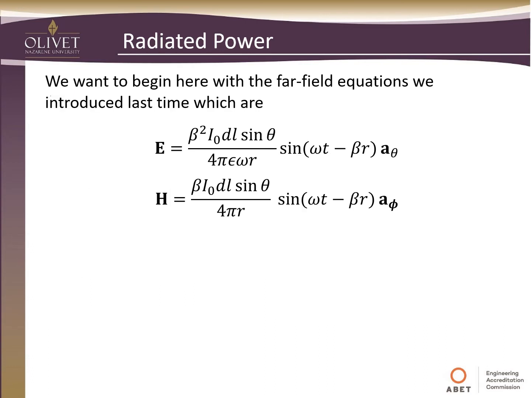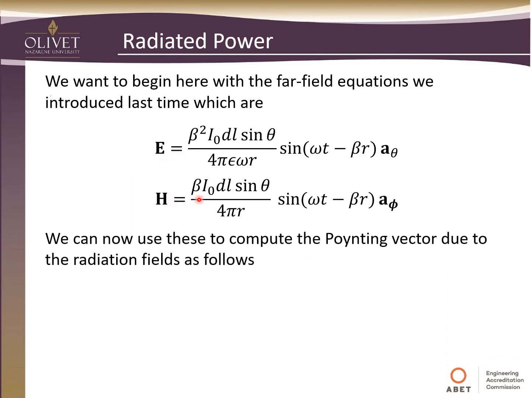To start, I want to pick up where we left off with these far-field equations that we introduced last time. Remember, these are the general far-field equations, using the far-field assumptions to simplify our equations for electric and magnetic fields. We can use these now to compute the Poynting vector. Remember, we talked about that a couple of sections ago. That's simply the E field crossed with the H field.